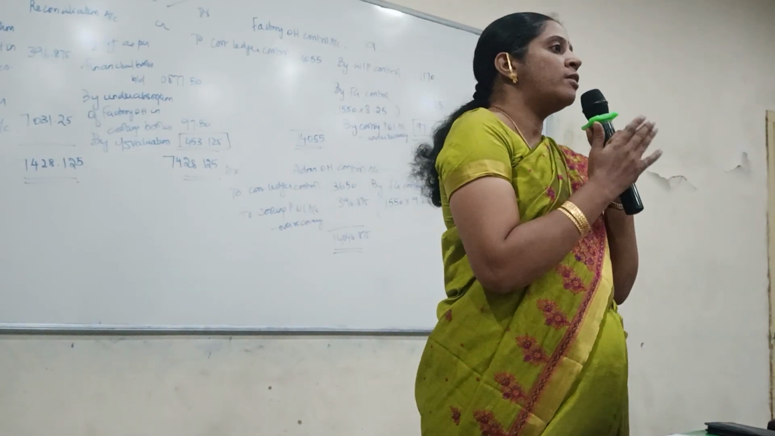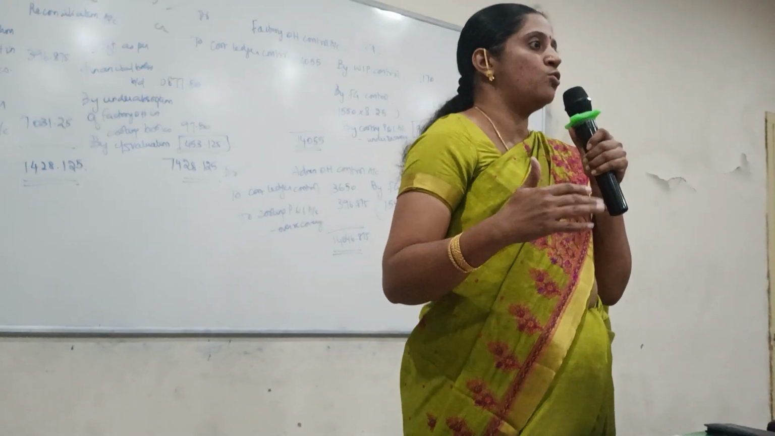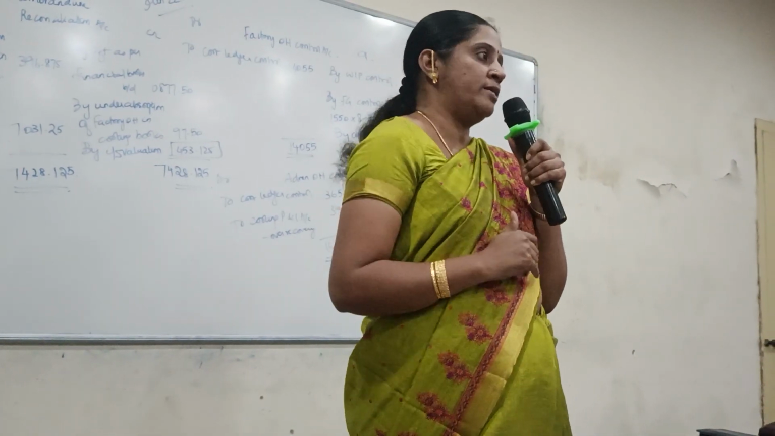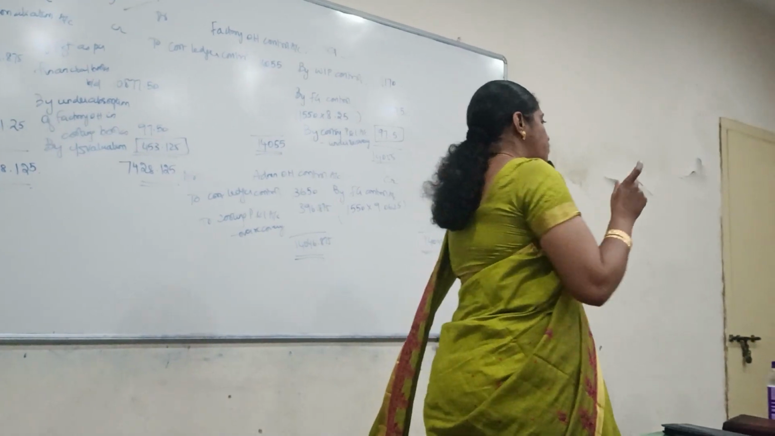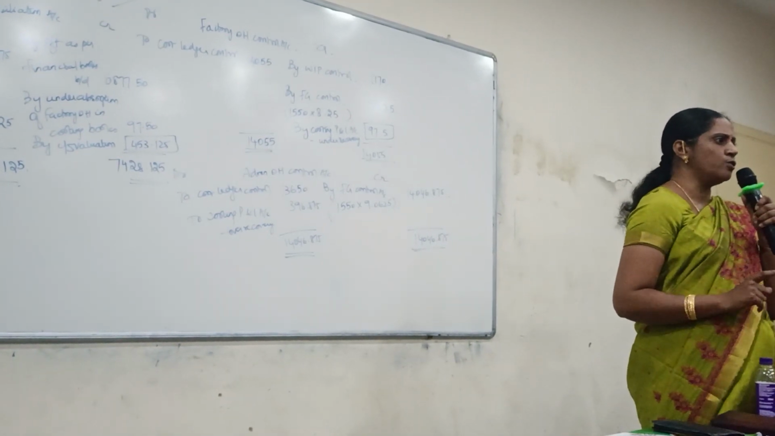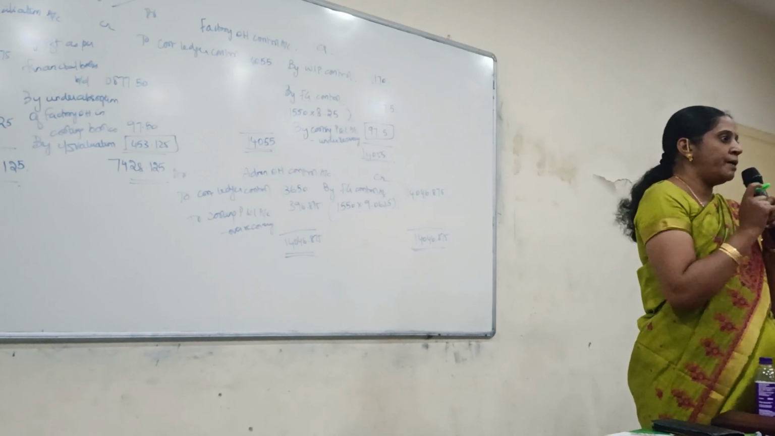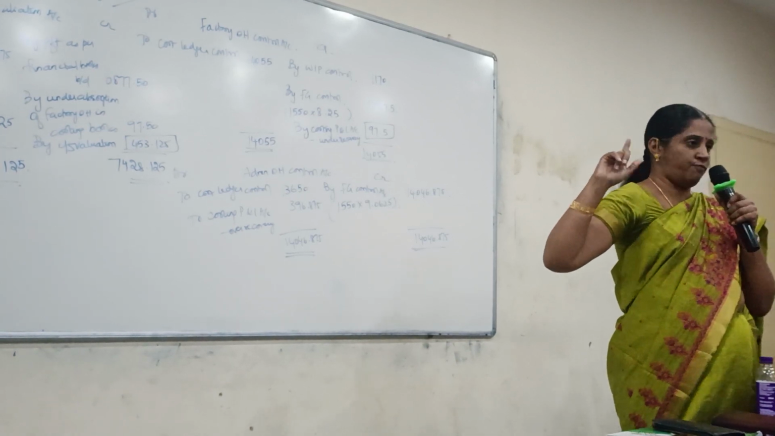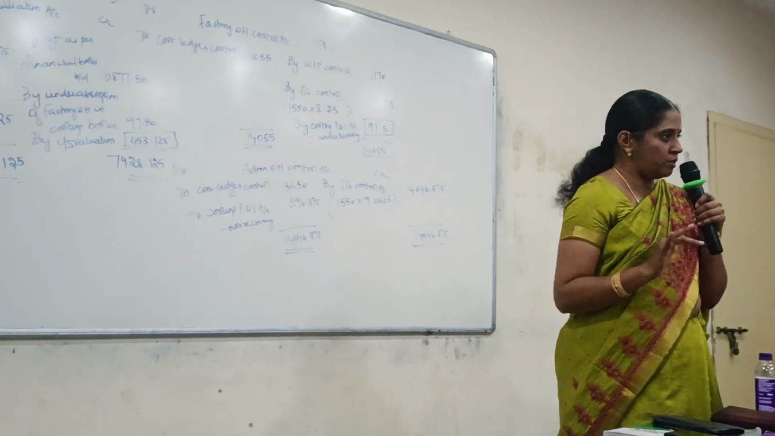At EOQ, ordering cost is equal to carrying cost. At EBQ, batch processing cost is equal to carrying cost. That will give you the total production cost to be the least at EBQ. At EOQ, it is for raw materials. At EBQ, it is for finished goods. With that, batch costing was over.